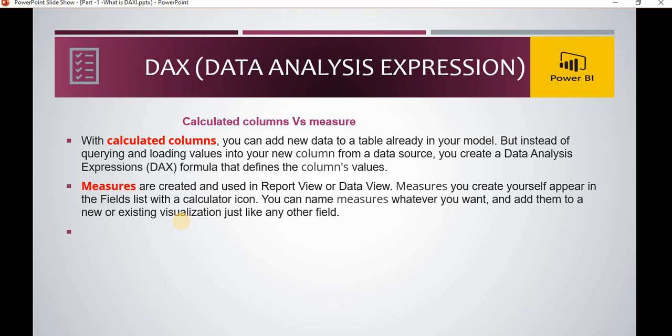Say I have one data source, and in that data source I want to show the full name of the student. In the calculated column, we create a new column, and that new column is calculated from the existing columns of the data source, like first name plus last name becoming a full name. So that is the calculated column.